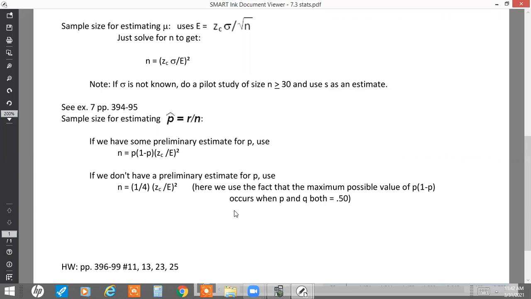And so for problems where it's asking you to find the sample size, which I'm going to do one of and then we're going to be finished, make sure you're using the correct method. Does that make sense? Any questions on that?